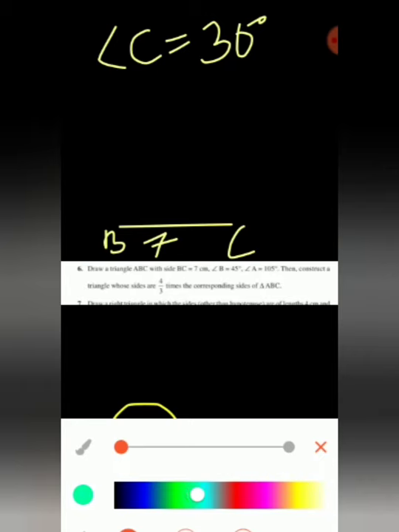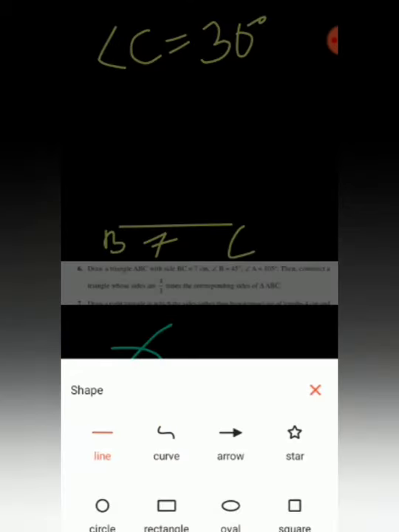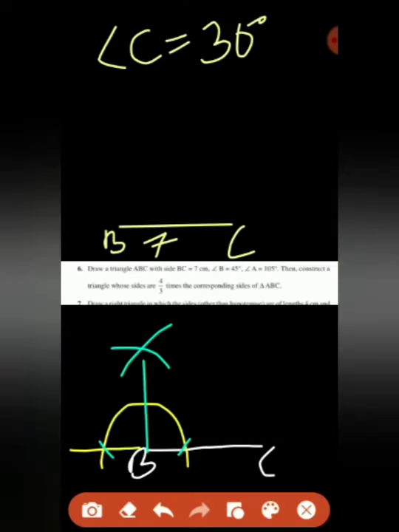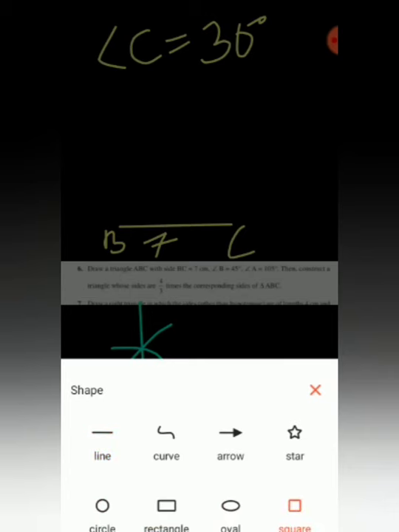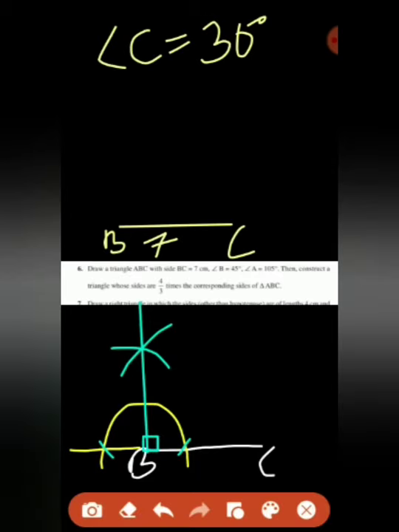After this, from this point and this point, you make an arc here, and then you will get a straight line from the point B to that arc. This should be 90 degrees here. After making this 90 degrees, we need angle B to be 45 degrees.